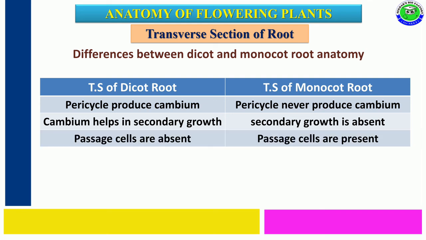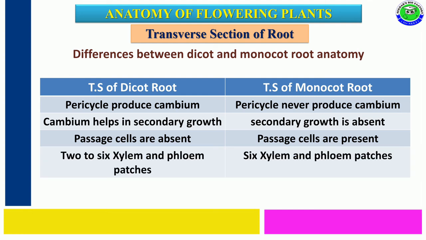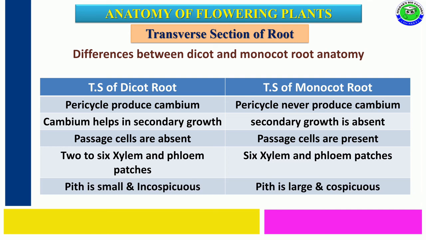Passage cells are completely absent in dicot root, but in monocot root passage cells are present in endodermis without suberin. These are opposite to xylem patches. In case of dicot root transverse section, 2 to 6 xylem and phloem patches are present, but in monocot root, more than 6 xylem and phloem patches are present. It is called polyarch condition.